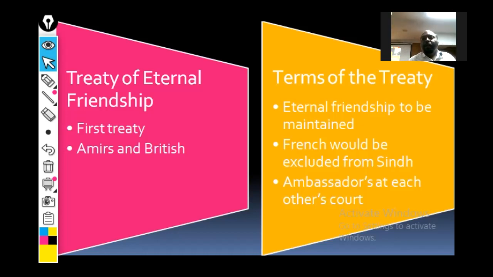So you can see that the terms is that we will be friends forever. It will be maintained forever. Only one condition: you should not go and get involved with the French. Now French. Now you will see how many times they amend this treaty.